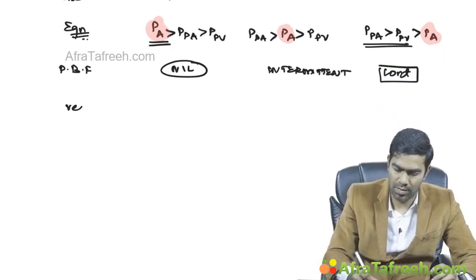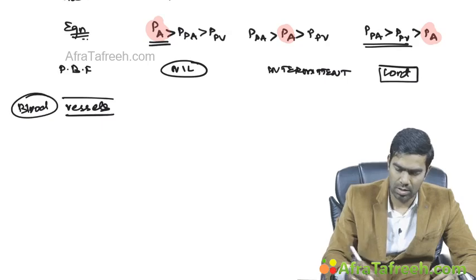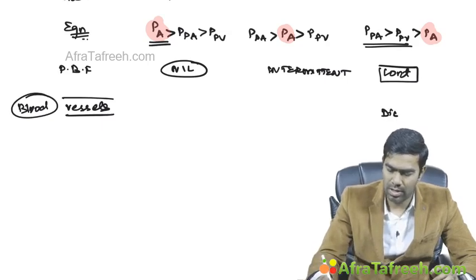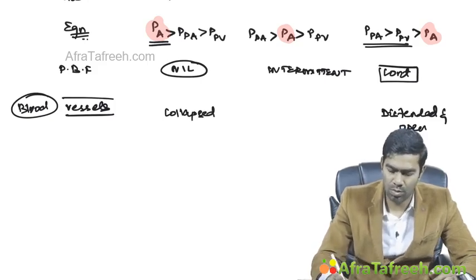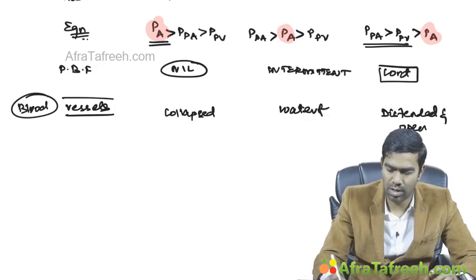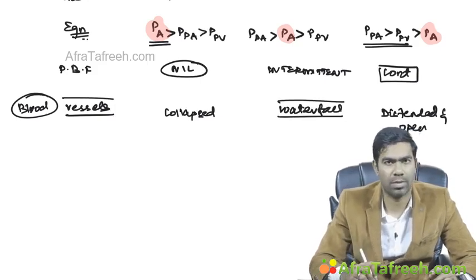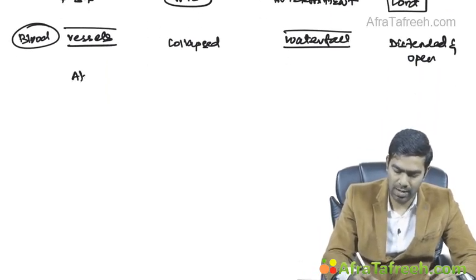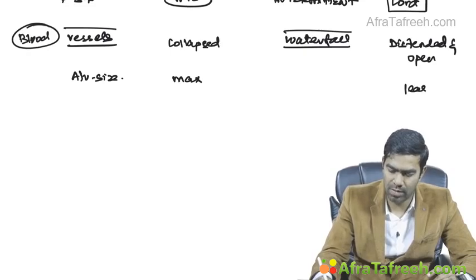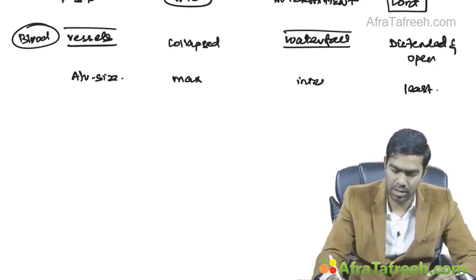Then what about the vessels? Pulmonary blood vessels, we're talking about the blood vessels. They are distended and open all the time. Here they are collapsed all the time in the apex, but in zone 2, they will be in the waterfall zone. They will open and they will close depending on the phase of expiration or inspiration. Then alveolar size. Here the maximum, here is going to be the least alveolar size, and here intermediate again.